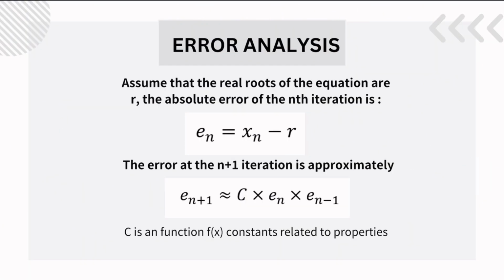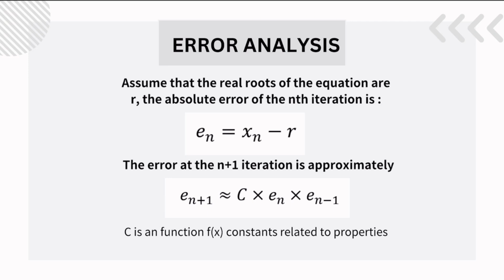Error analysis. Assume that the real root of the equation is r. The absolute error of the nth iteration is xn minus r. At the next iteration, the error can be approximated by the formula below. This recursive relationship indicates that the error at each step depends on the errors from the 2 previous iterations.